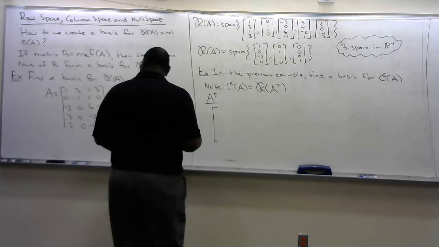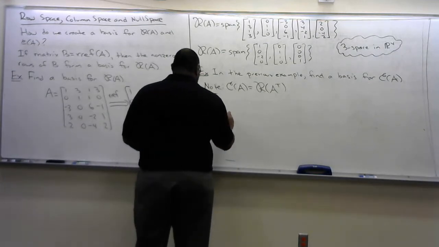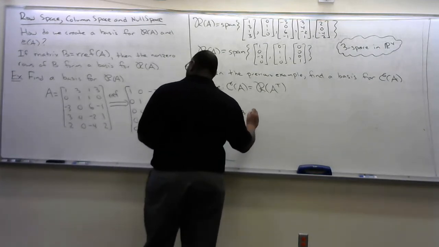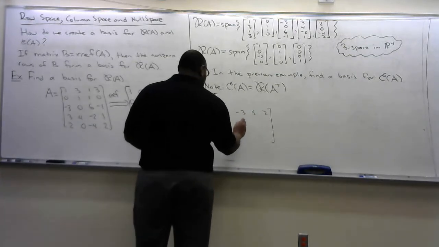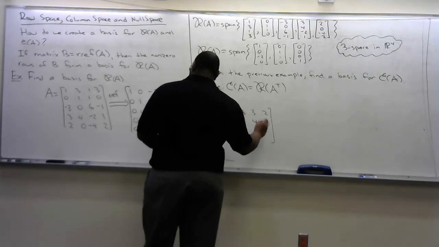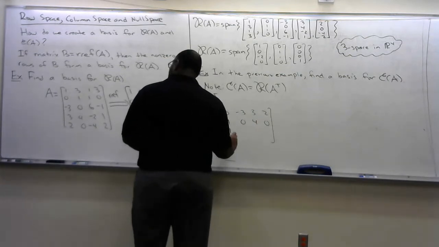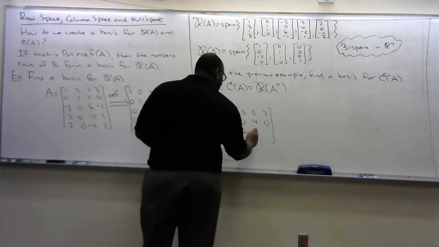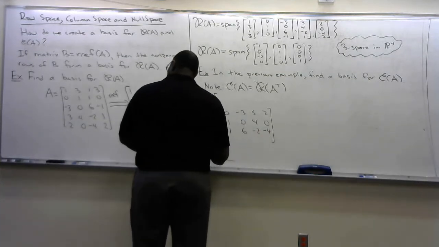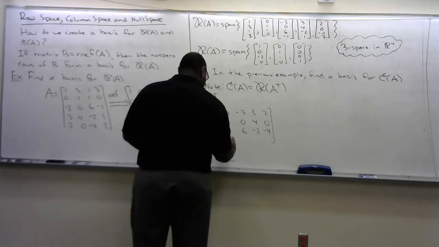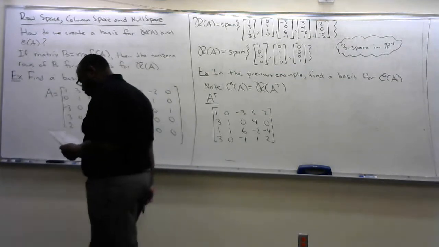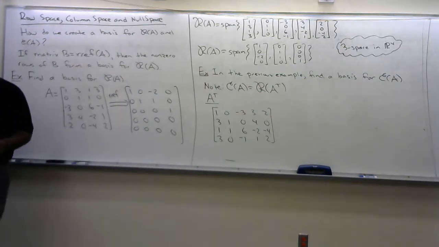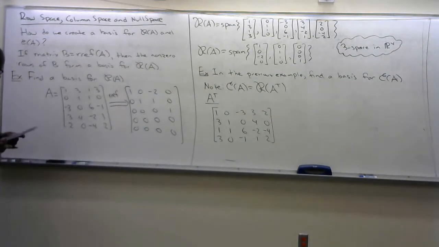So let's write down A transpose. It looks like this. I have 1, 0, -3, 3, 2. I have 3, 1, 0, 4, 0. I have 1, 1, 6, -2, -4. I have 3, 0, -1, 1, and 2. So that's A transpose.